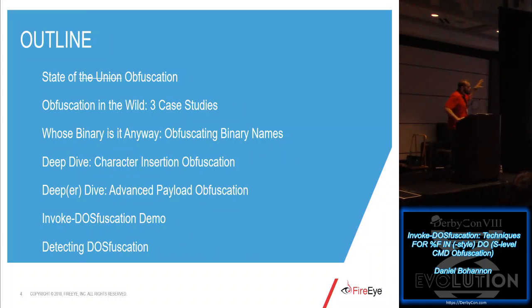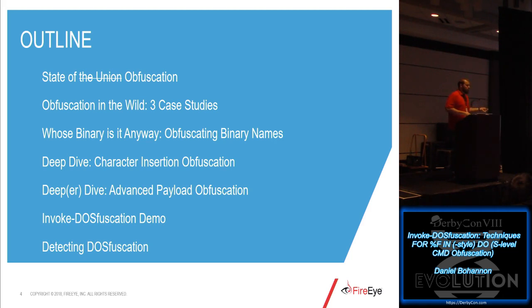We'll be looking at a high-level overview of obfuscation, past, present, future, and then diving straight into 3 case studies that propelled me into this research. And then we'll be looking at ways that you can obfuscate, all within the realm of cmd.exe, obfuscate the resolution of binary names, and then dive into character insertion obfuscation, and looking at all the characters that can make their way into command line arguments that persist in some really interesting places, that affect the way that we as defenders write detections, as well as then putting all those pieces together and looking at entire payload encoding and obfuscation techniques. And then we'll do a quick demo, and then talk at the end about detecting DOSfuscation.